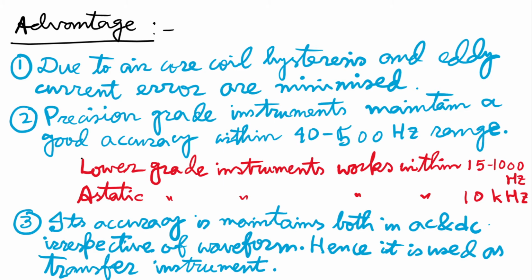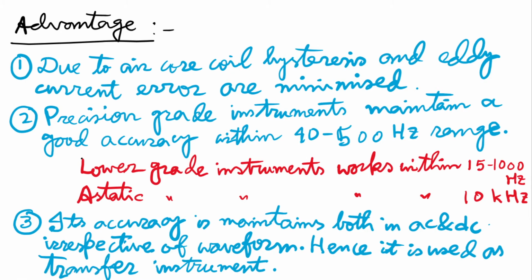Advantages of electrodynamometer type instruments. Due to the air core coil, hysteresis and eddy current losses are minimized. Now in precision grade electrodynamometer type instruments, a good accuracy is maintained and the frequency range may vary from 40 to 500 Hz. Whereas in case of lower grade instruments, they can work in the range of 15 to 1000 Hz, and the astatic system, already I have told you, which avoids the effect of external magnetic field, can work up to 10 kHz.